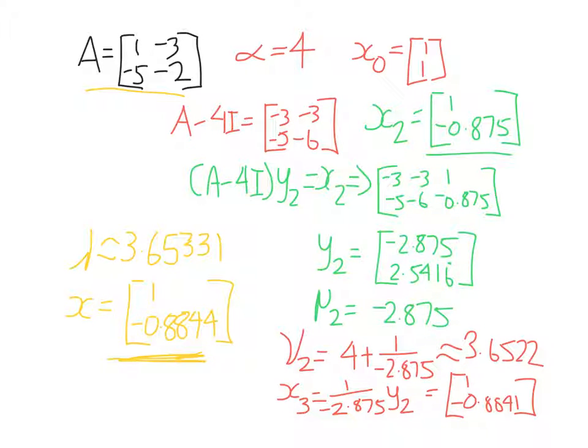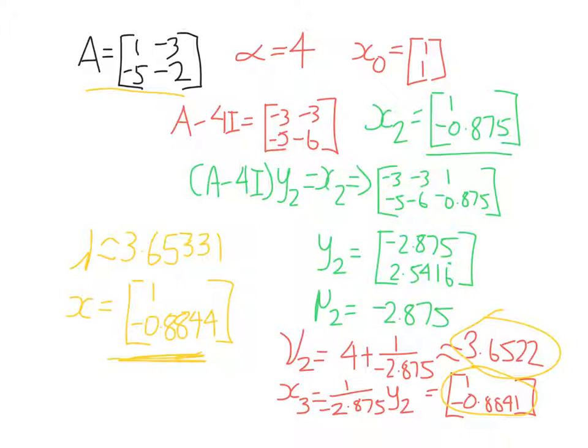Look how close I am. This is so close to the eigenvector. It's minus 0.8841 instead of minus 0.8844. And of course, my guess for the eigenvalue is pretty good too: 3.6522 instead of 3.6533. So you might be thinking, okay, this was a little bit tedious to do by hand.